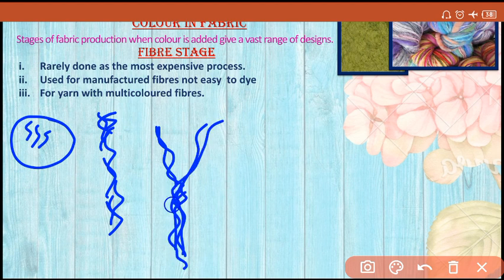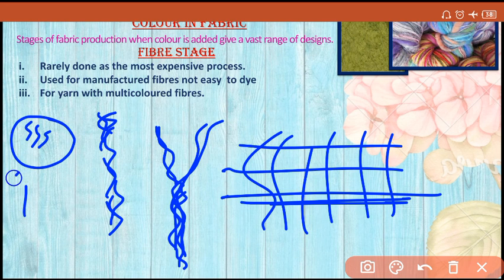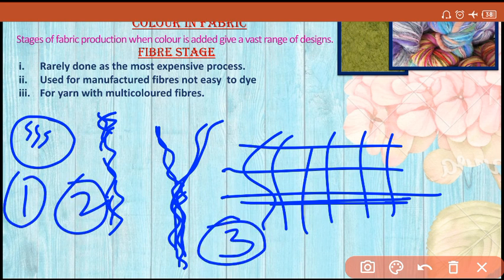Okay? This is a bit wider. Now these yarns, they are all woven together to make a fabric, weft and woven. So this is the final fabric. So we have three stages. First is fiber stage, second is yarn stage, and the third is fabric stage.